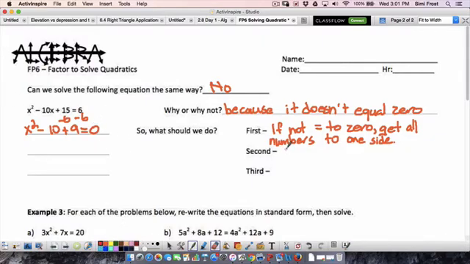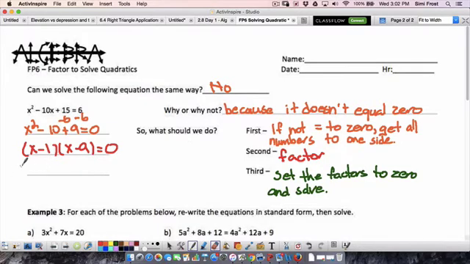we're now back to where we were in the front. All we need to do is factor. So let's go ahead and do that. When I factor this, I get x minus 1 and x minus 9. And then my last step here then would be set the factors to 0 and solve. So x minus 1 equals 0 and x minus 9 equals 0.